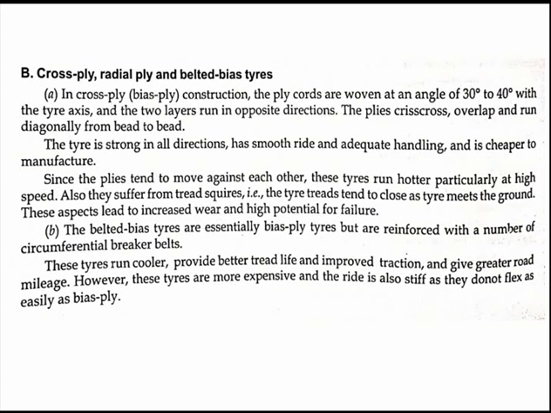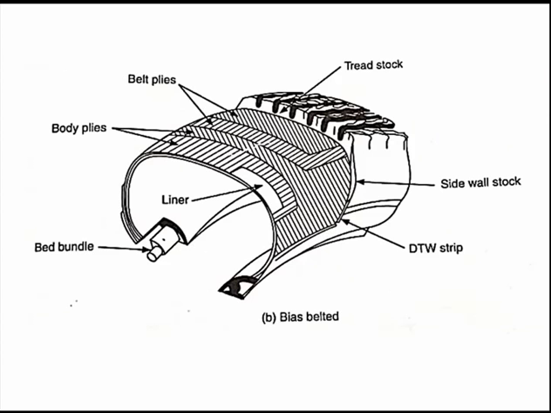plies. Now in the case of belted bias tires, which are reinforced with a number of circumferential breaker belts, you can see in the second figure that this is a bias belted ply. In this one you can see that two or three layers of these plies are there, and the body plies are also there. Now these are the body plies, and the belted plies are over that.